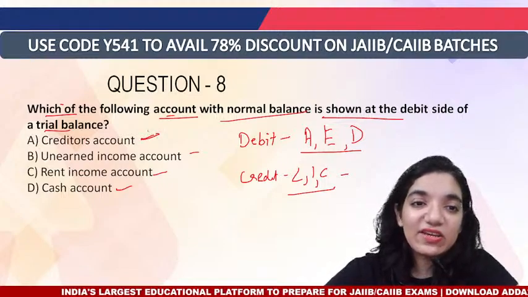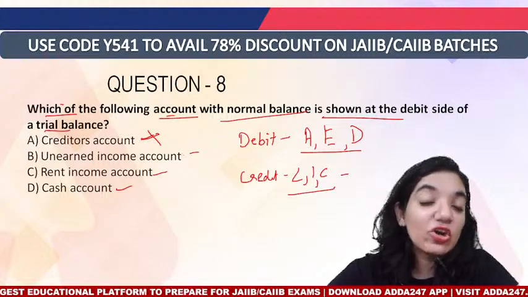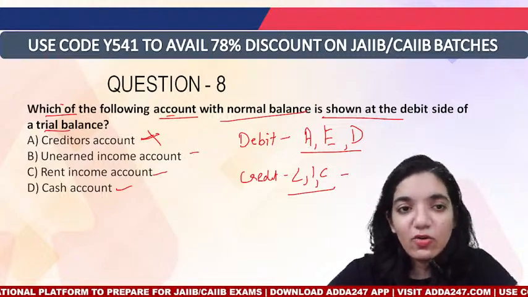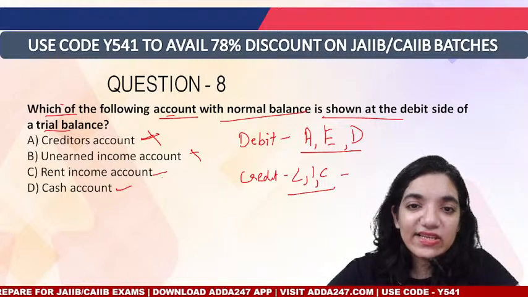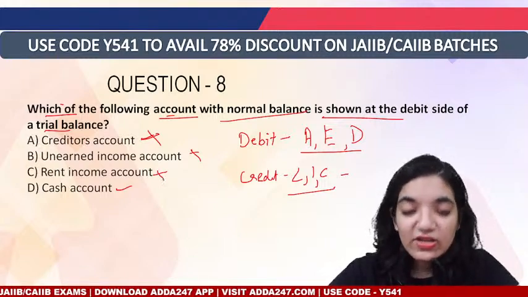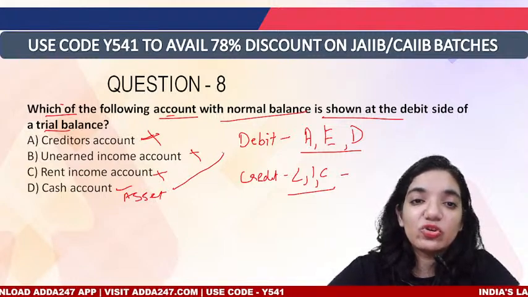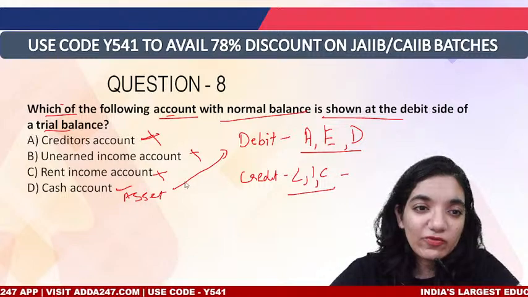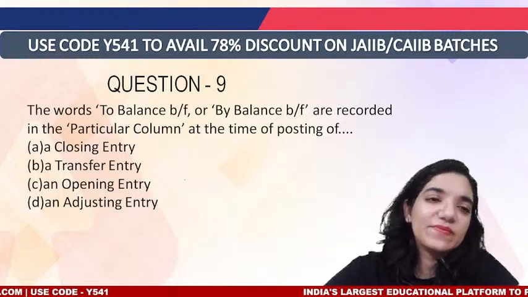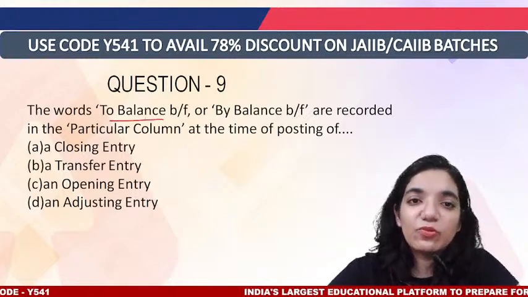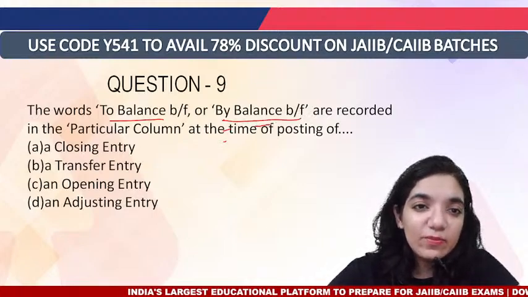Credit side, that means creditors will not be a part of the debit side. Unearned income account, this is income not earned yet, this is more or less a liability right now. On the rent income account, again income is shown on the credit side, so this is also cancelled out. Then we have the cash, this is an asset. So basically this would go and fulfill the debit side. So that means the answer is D, cash account.